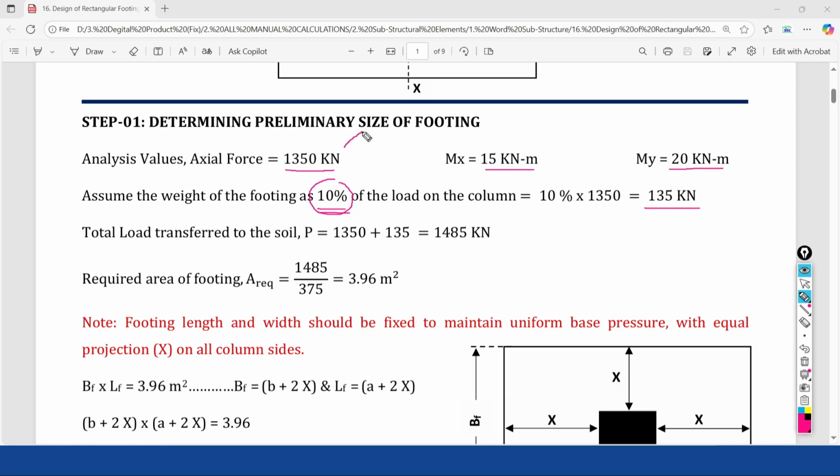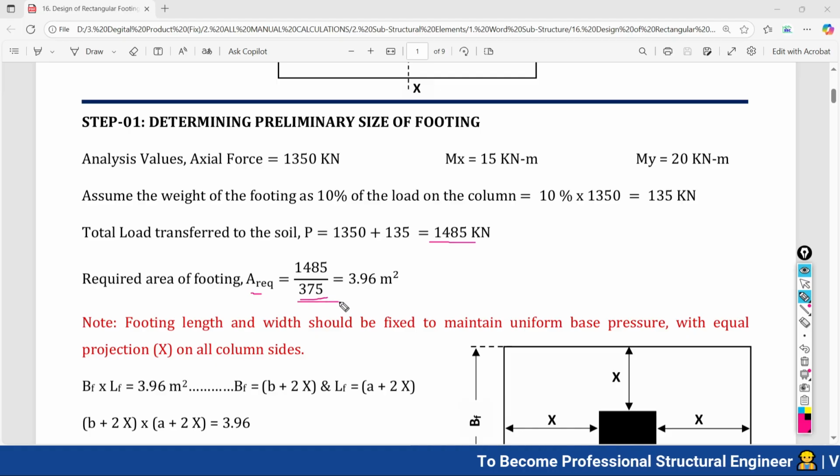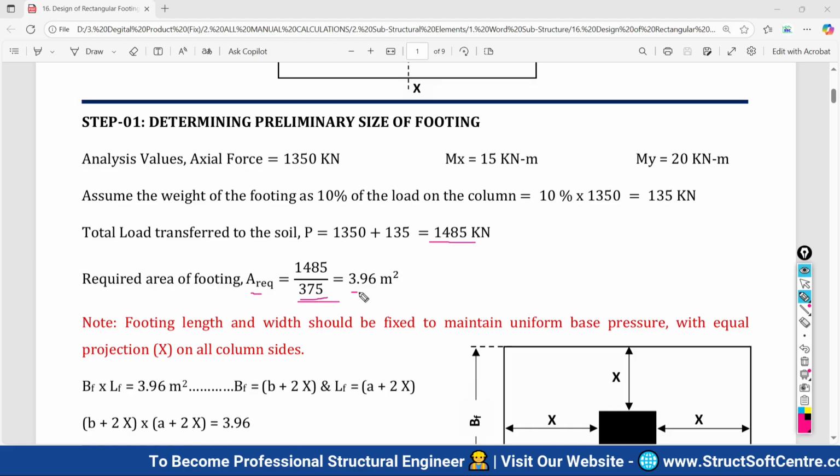So the pure axial load coming through your column plus the self weight of the footing combined will give you the final load which is going to be transferred to your soil through your footing, which is 1485 kN. This is the total axial load which is going to be transferred. Now we have to calculate what area of footing is required. So area of footing required will be equal to the total axial load, 1485, divided by 375.